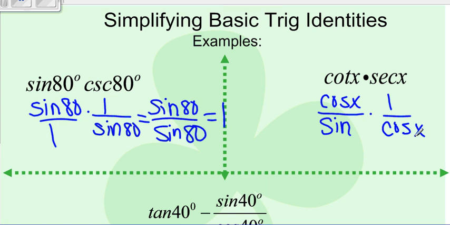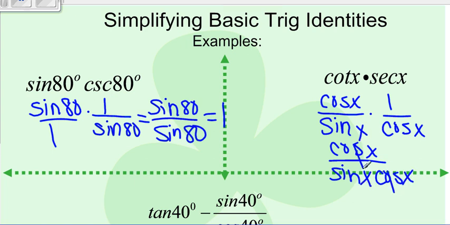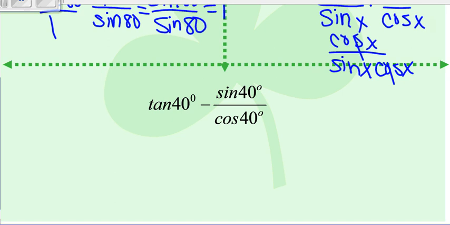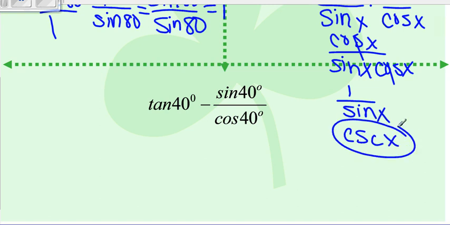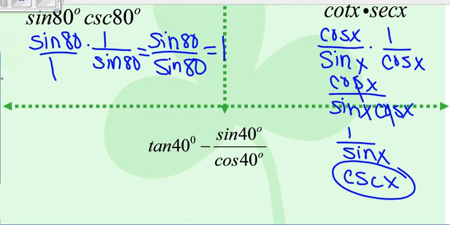So if I rewrite this, I'm going to have cosine of x over sine of x times 1 over cosine of x. My cosines are going to cancel, and I'm going to have 1 over the sine of x. Now that is not in the simplest form, so I want to keep going. Remember, 1 over sine can also be written as cosecant. So I have cosecant of x there as my final answer.